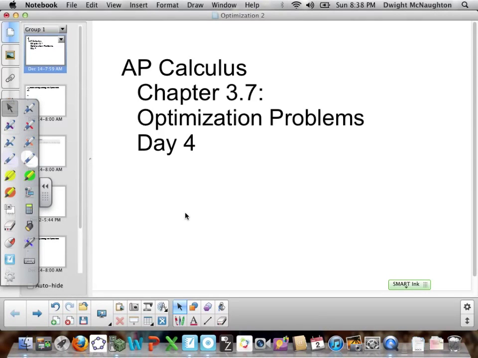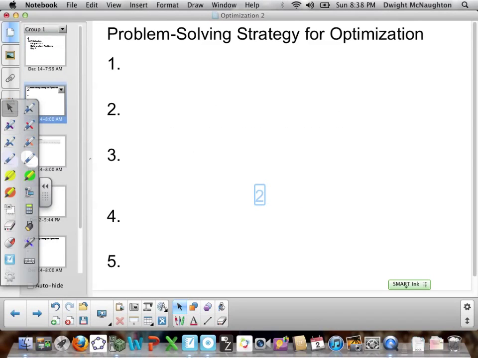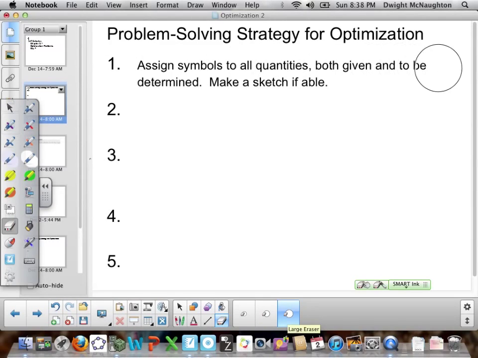Chapter 3.7, Optimization Problems, Day 4. Quick review. What are the steps for optimization? Step 1. Label your variables. Assign symbols to all quantities. If possible, make a sketch.